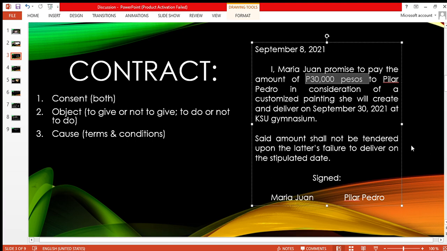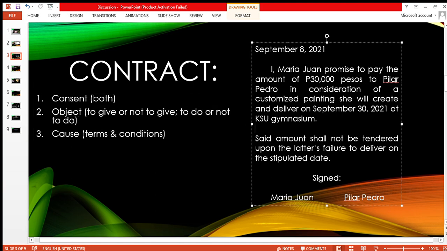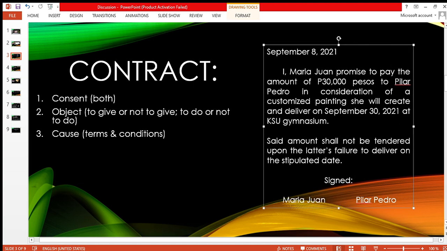30,000 pesos. While an object for a specific performance talks about an obligation to do or not to do a particular thing. In this example, Pilar Pedro has the obligation to do. She has the obligation to make or create a customized painting and to deliver it on a specific date, which is September 30, 2021. That is the object of this contract: the object to give 30,000 pesos and the object to create a customized painting.